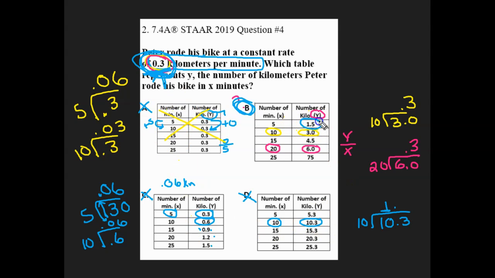Now you could go ahead and do 1.5 divided by 5, and you see we get 0.3. You could take 4.5 divided by 15, and we should get 0.3. So the answer is B, constant rate of change.